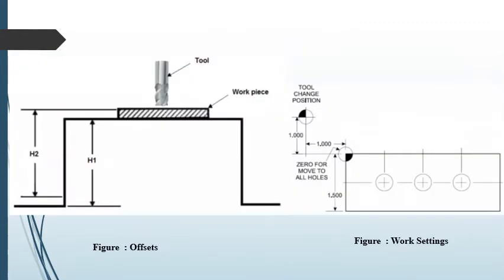This is the manual system. In this figure we can see the offset. This is the offset of the tool with respect to the workpiece. This is the gap we need, or you can say the safest gap between the workpiece and tool. So this is the work setting. We do this work setting. Here we can see the tool change position, and this is the zero for the move to the holes. Before it goes, we keep it at some gap. This is the work offset setting.